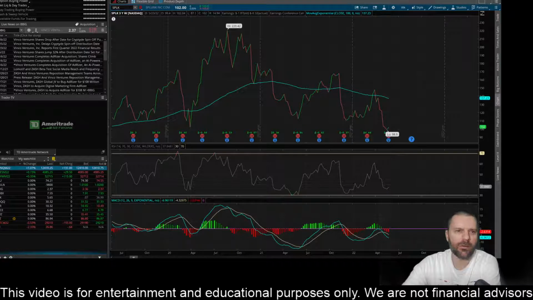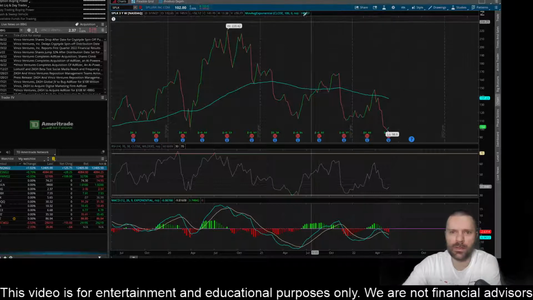I want to talk about how to read candlestick charts and draw trend lines and make high quality trades off of the candlestick patterns and also the trend lines. So I am in Thinkorswim here. This is TD Ameritrade's platform, and I'm on the charts tab here.